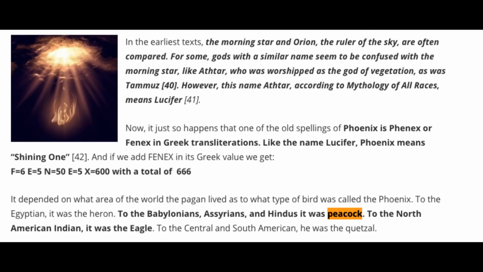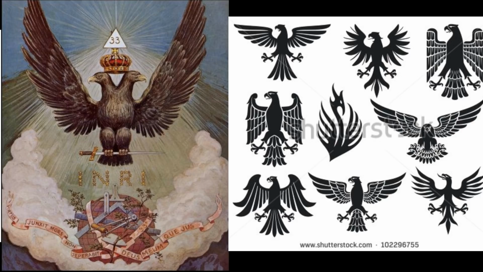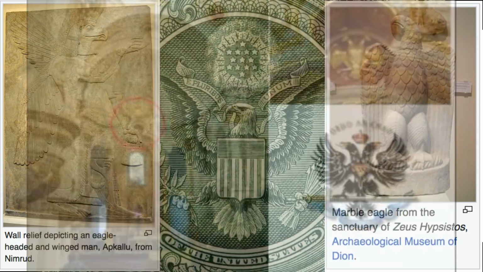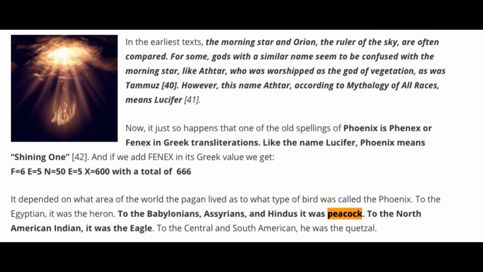Continuing, it says, it depended on what area of the world the pagan lived as to what type of bird was called the phoenix. Now listen to this. To the Egyptian, it was the heron. To the Babylonians, Assyrians, and Hindus, it was the peacock. So the phoenix and the peacock, again, same. To the North American Indian, it was the eagle. Okay, so if you've been following the eagle, you've been seeing that the eagle has been conquering and enslaving everybody. Wherever it goes, it conquers. Follow the eagle. Now we're going to see that it's relating to the phoenix. And again, phoenix slash Enoch slash Thoth, eagle. Okay, so another bird coming into the picture.